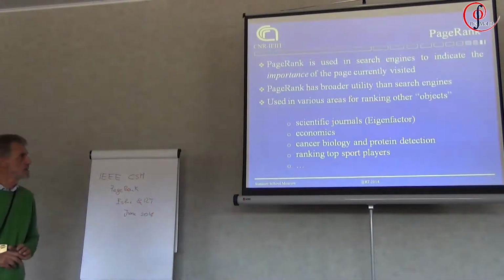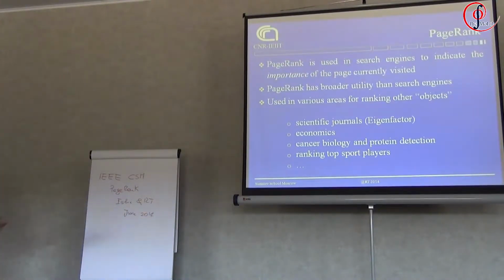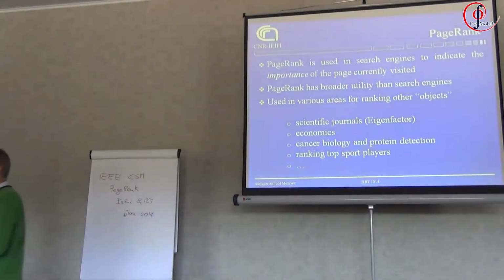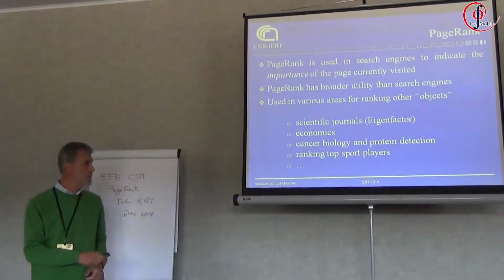PageRank is used in search engines to indicate the importance of a page, but in fact there are many different ramifications and implications of PageRank. In particular, PageRank has been used in many different areas for ranking objects in order of importance. And here I want to list some of them.